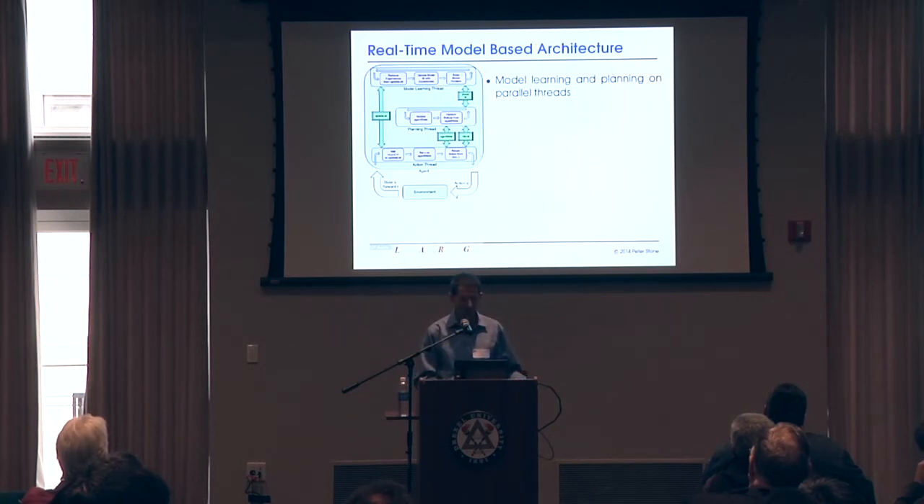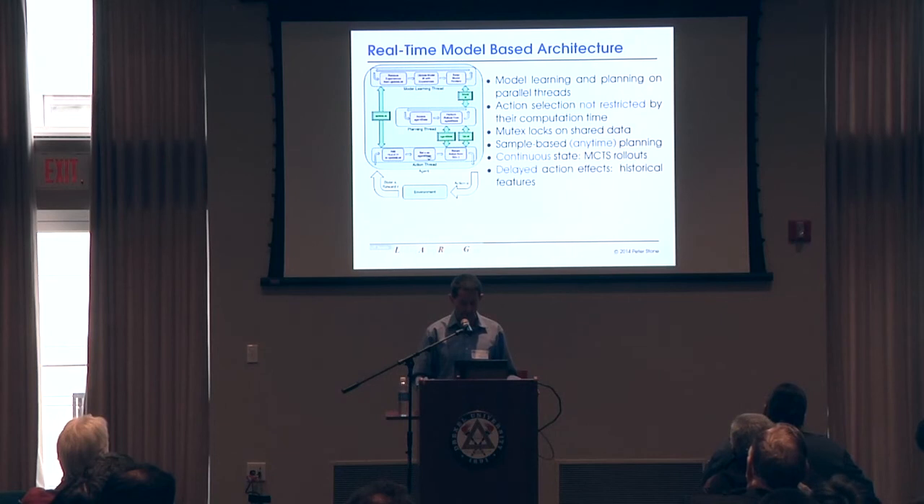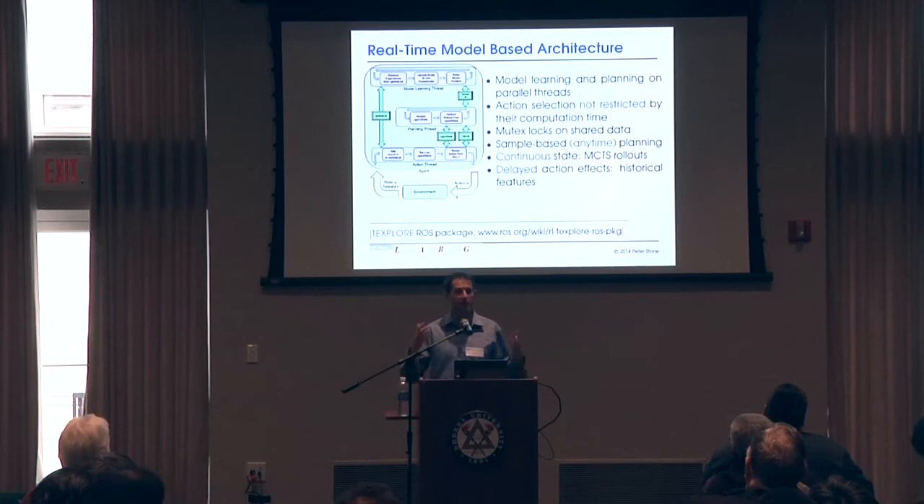Another component of this was being able to do this in real time. So we created an architecture that does the model learning, predicting the effects of your actions, the planning, and the acting all in separate threads so that they can all happen concurrently in real time. And we've released this now as an open source package as a part of ROS, the Robot Operating System. So anybody who wants to take a robot and do reinforcement learning and online planning is able to take our source code and work from that.